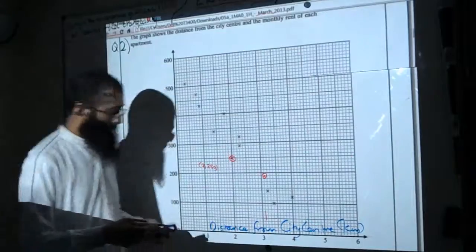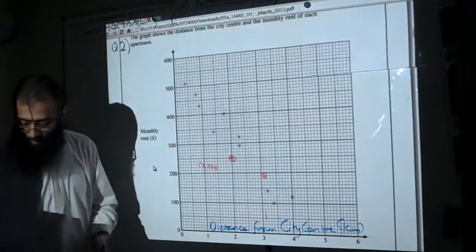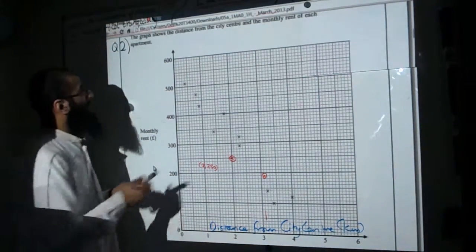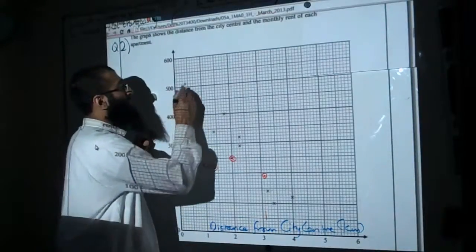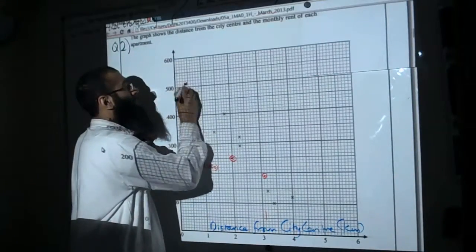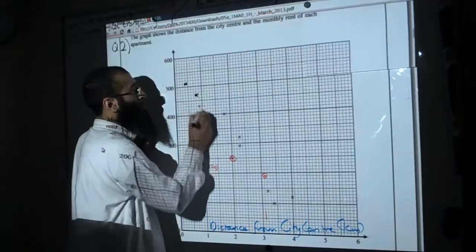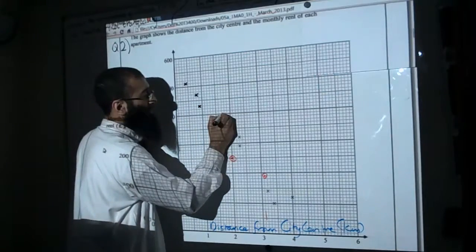Okay. What I'm going to do first of all is go over the existing points in the black marker, so they stand out a bit more from the projected image.